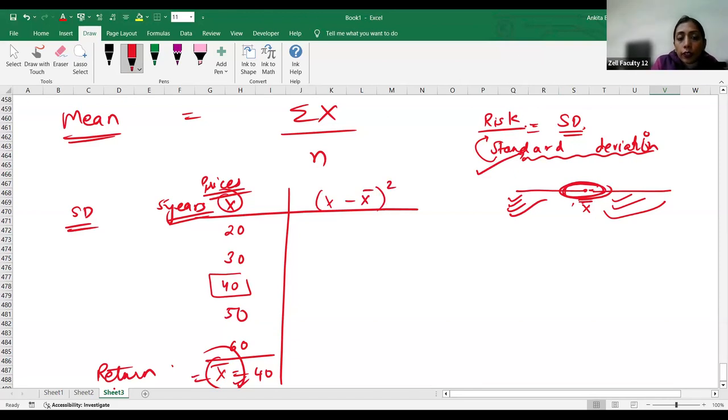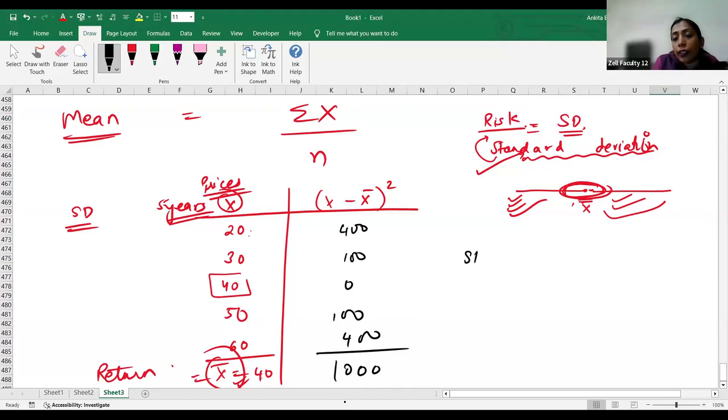So what do we do here? This is x: 20, 30, 40, 50, 60. So 20 minus 40 is minus 20. Square of minus 20 is 400. Square of minus 10 is 100, 0, 100 and 400. If I add all of this together, I get 1000.